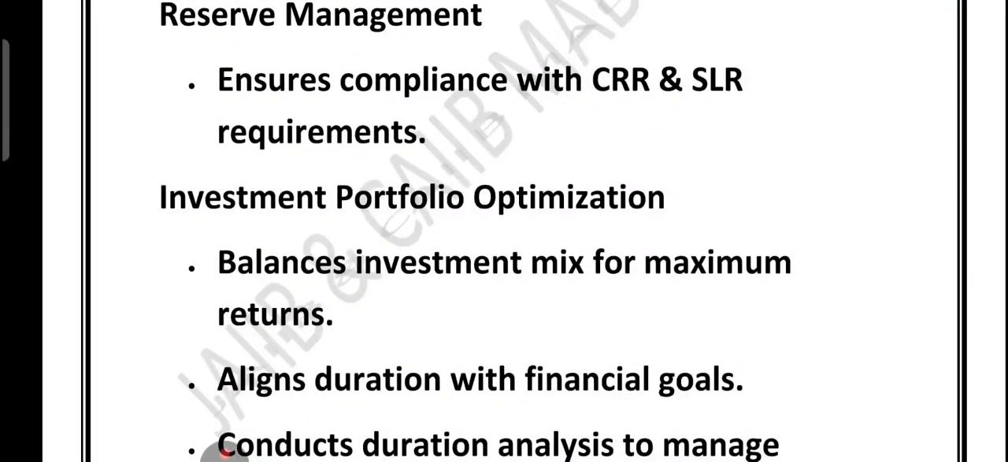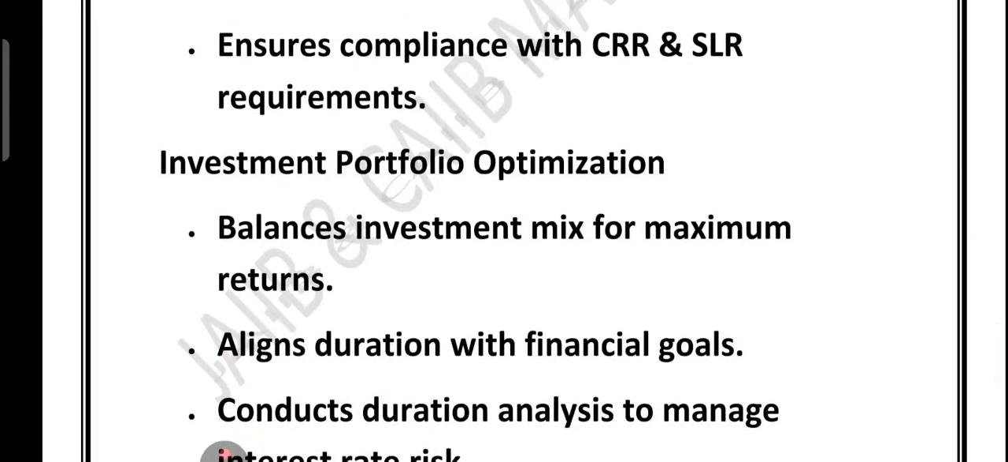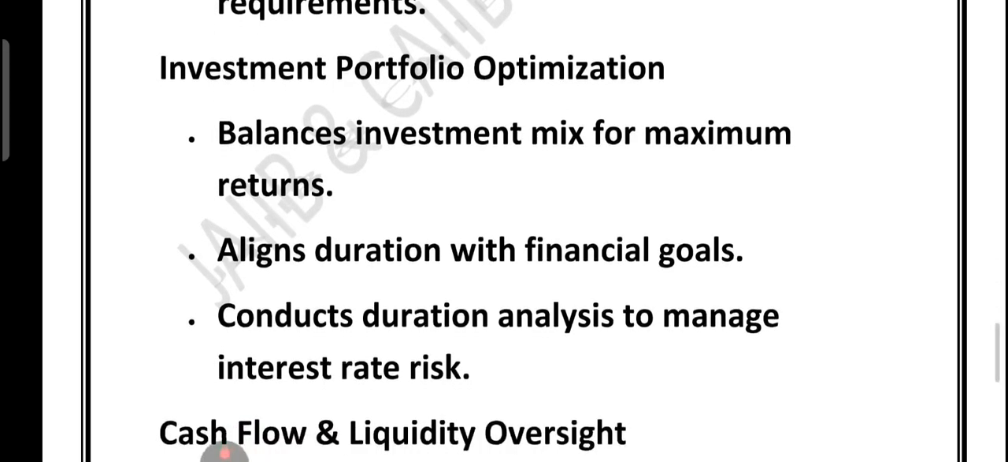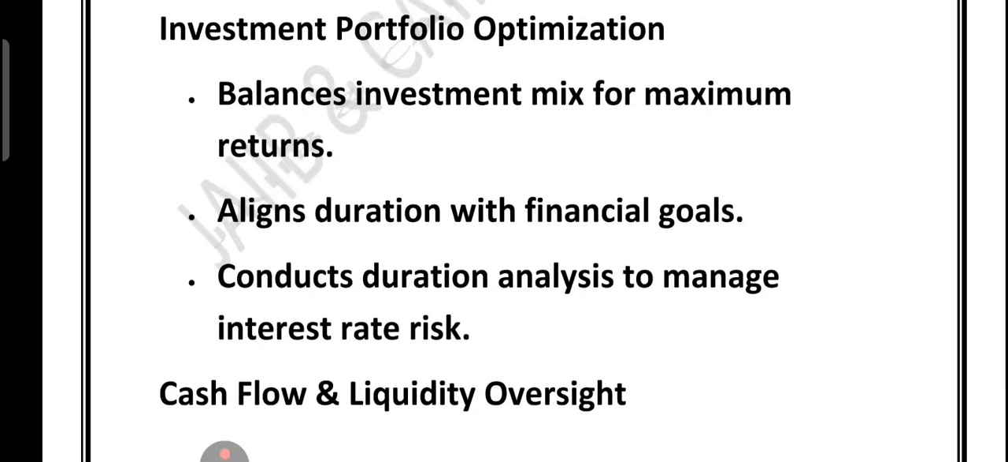Second is the portfolio optimization, which means we balance our investment for return maximization. We align our investment duration with the financial goal. First of all, we have a goal. Similarly, we align our investment duration accordingly, and we conduct duration analysis. Why? To manage interest rate risk.